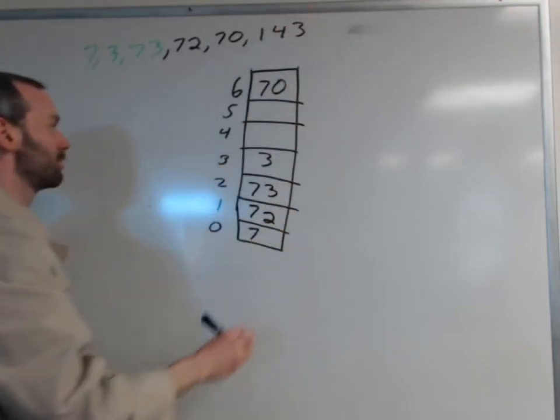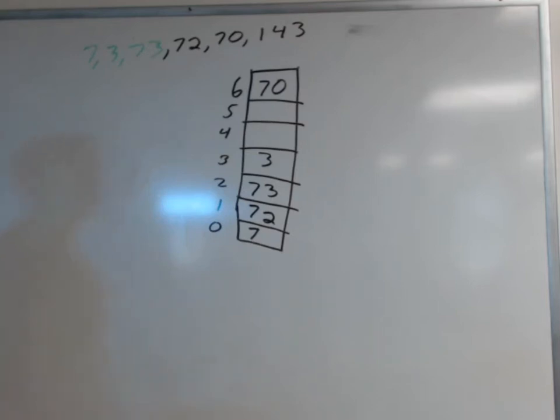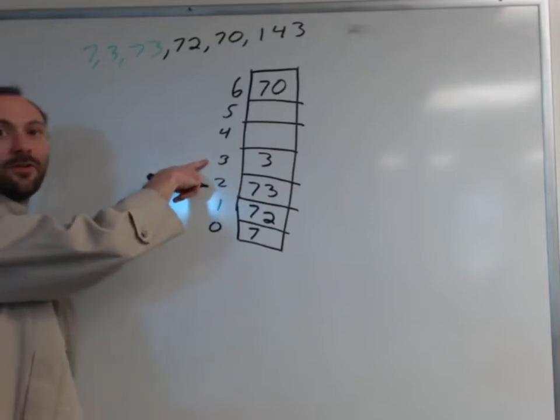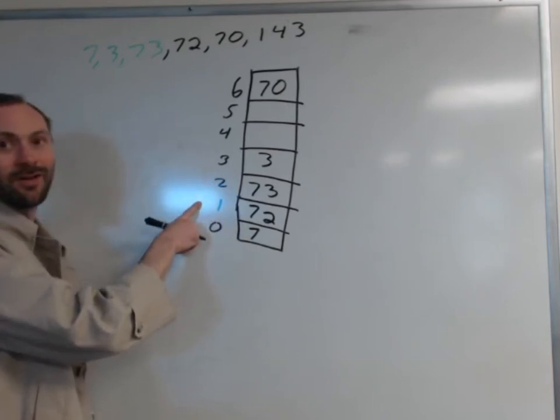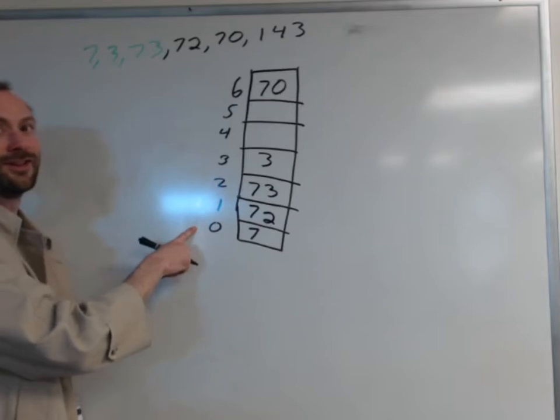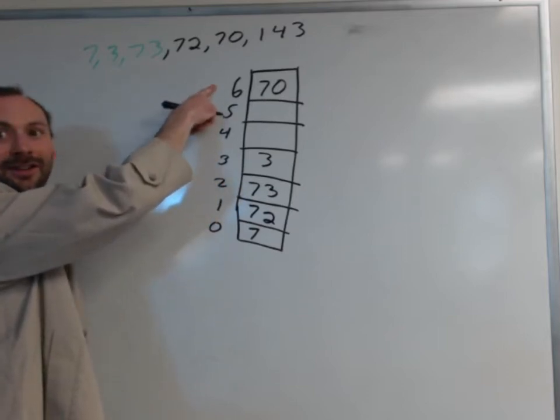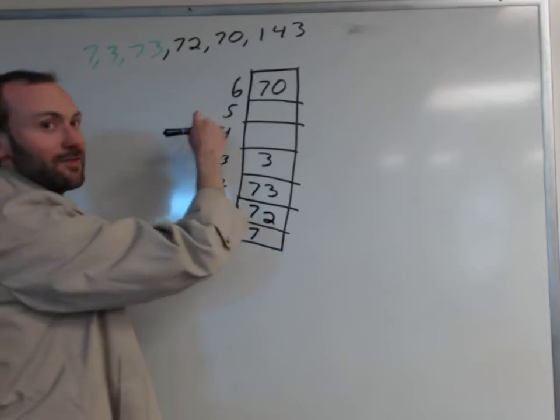How about 143? Yeah, that's much better. Okay, so 5. What's 143 mod 7? 3. So it would go here. We can't go there, so we go to the next one. Can we go there? Go to the next one. Can we go there? Go to the next one. Can we go there? Oh, we gotta go to the top. Can we go there?